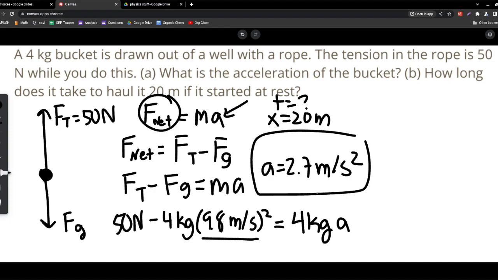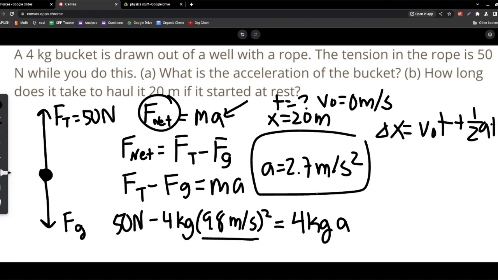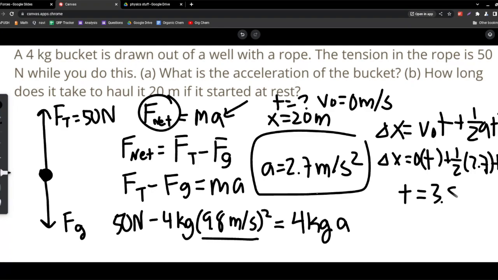And we have an entire video on why you can say it doesn't end at rest, which is in the final velocity video. But going back to this problem, at the bottom of the well, it just starts from rest, 0 meters per second. And then we're going to use this equation. And then just plug everything in. And then solve for t, and for t you get 3.85 seconds. There you go. We solved physics.